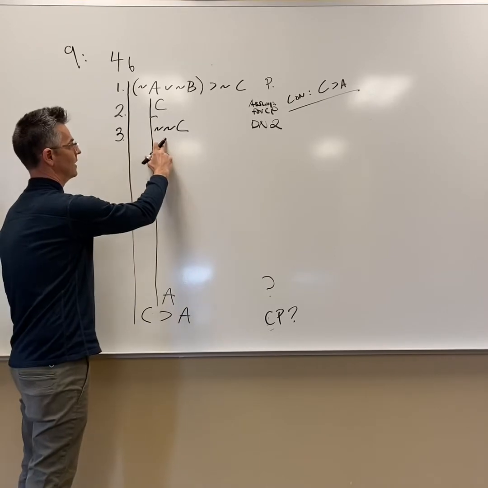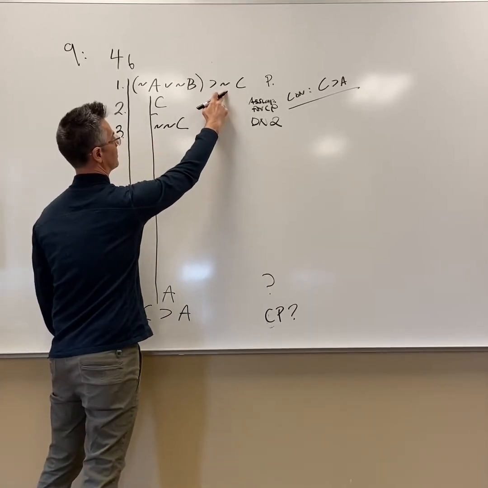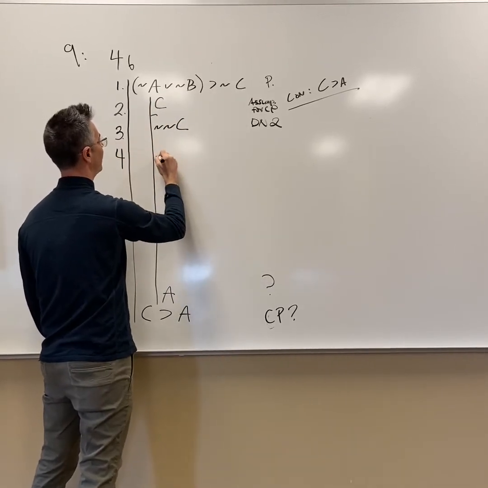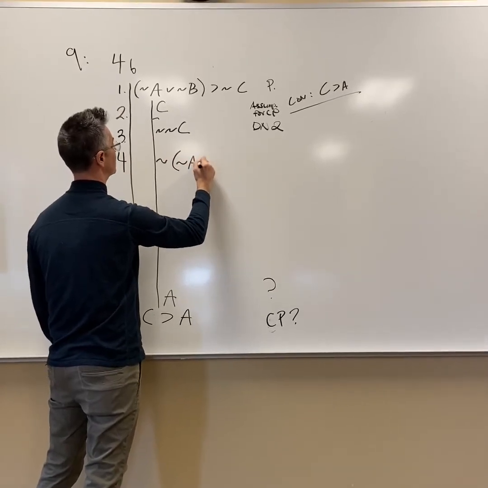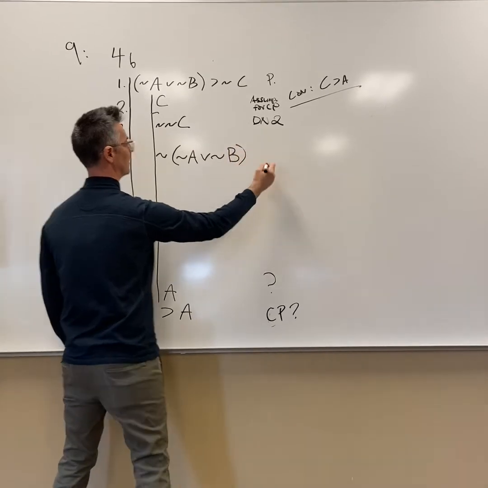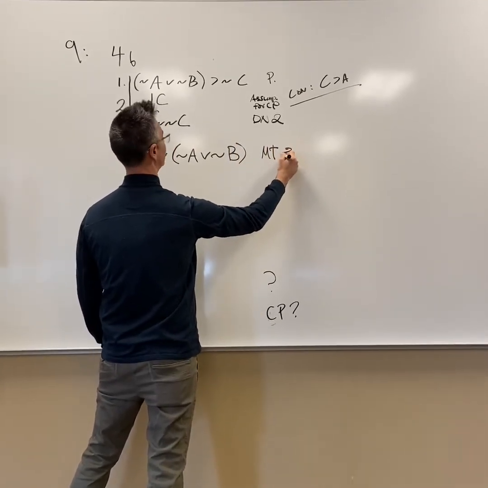So I've got not C by itself, right? And that means I've got the negation of this step, which gives me the negation of this one by modus tollens. So let's do that next. This is where the negations start to get unmanageable. You've got so many squiggly lines, you don't know what to do. But that's modus tollens, 3 and 1.